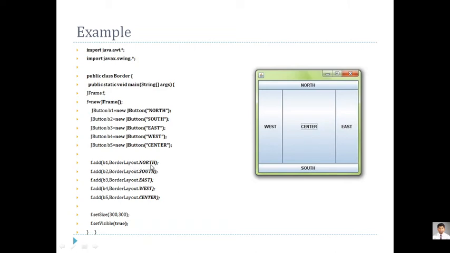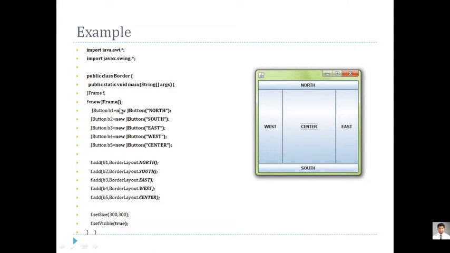This is a constant value: north, south, east, west, and center. So BorderLayout is a static class, and BorderLayout.NORTH is the name of a static variable. That variable's value will be assigned to B1, and it will occupy space on this frame, that is on JFrame, at a specific location called the north location.